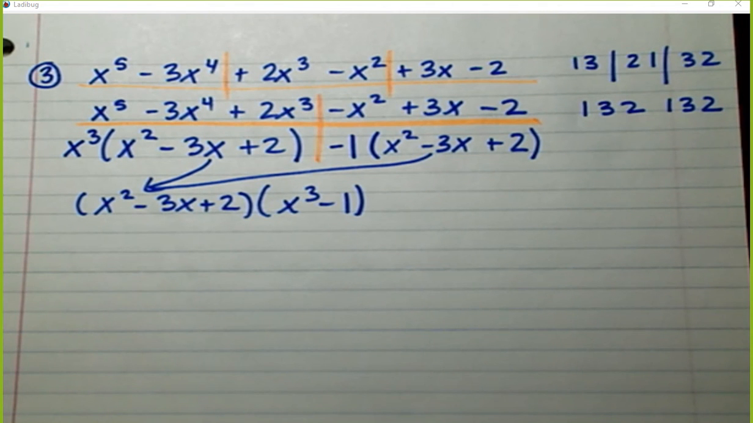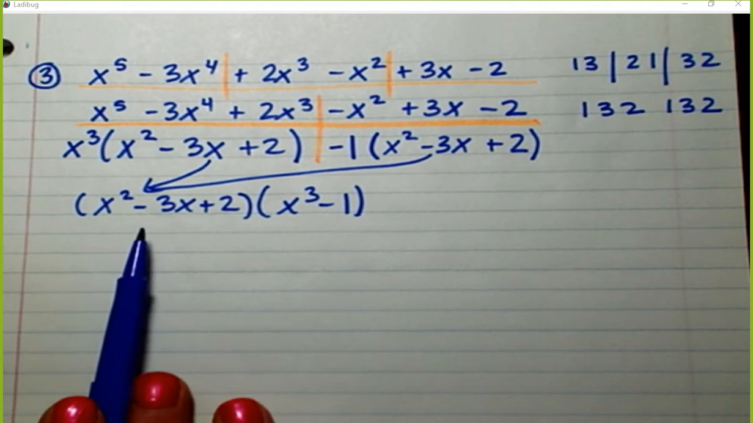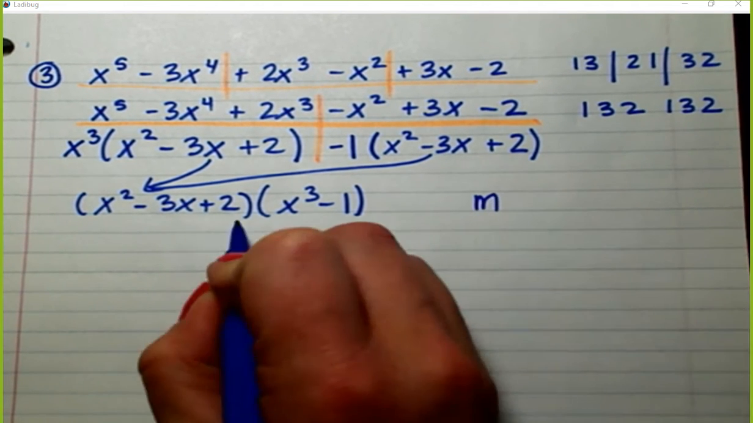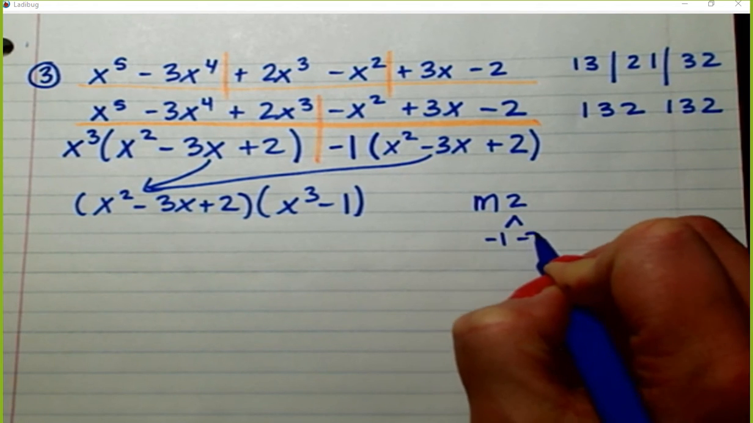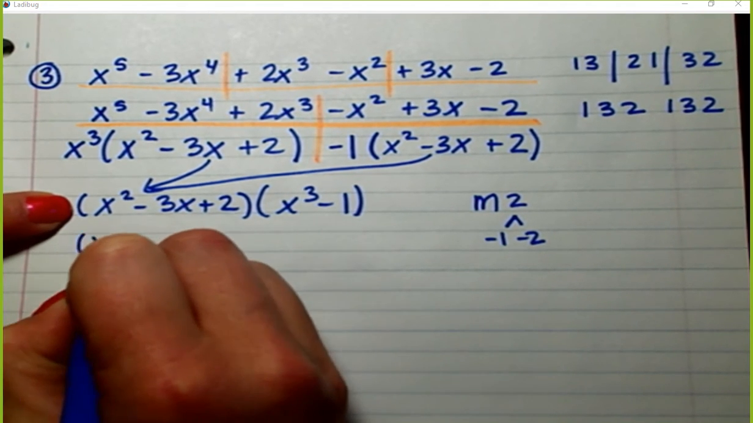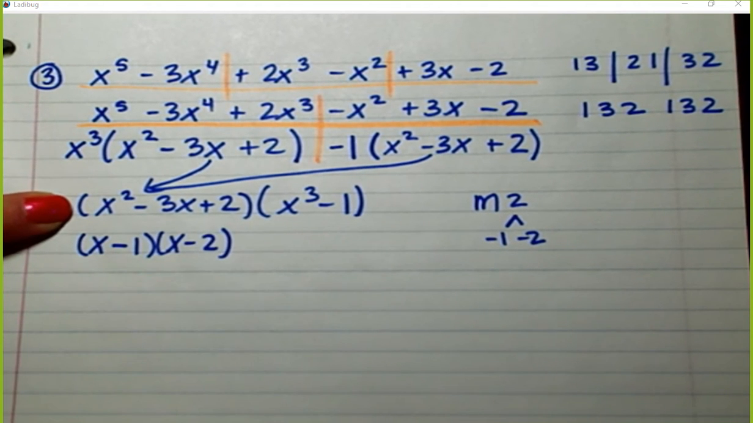Back up to the top. I have a trinomial, so I'm just going to look at the trinomial first. Can I multiply to 2 and add to -3? Yes, I can. That means you factor it. I have 2 more factors. I've got to do at least 2 more loops, 1 for each factor. So this one turns into x minus 1, x minus 2.